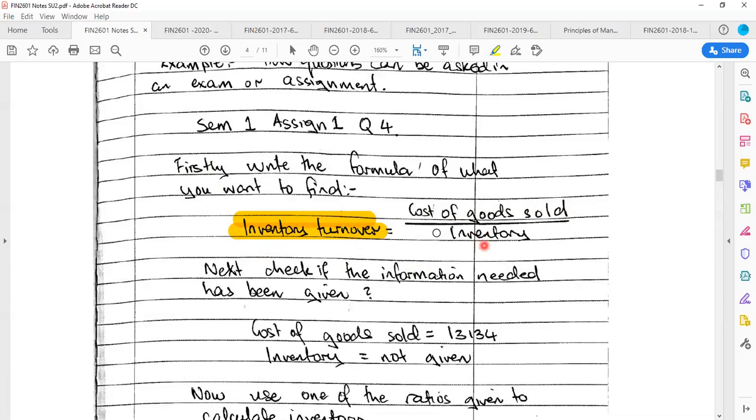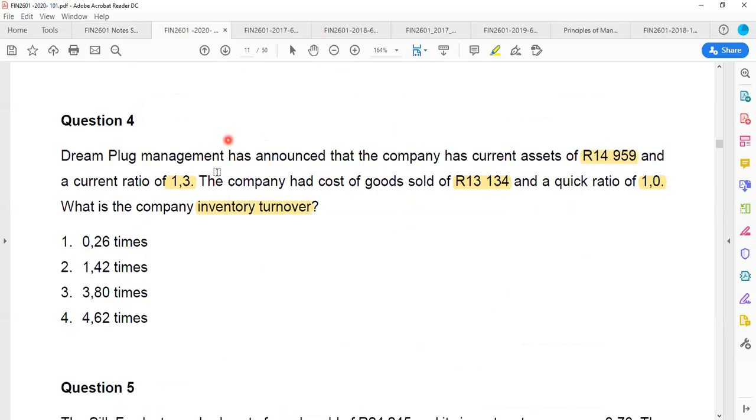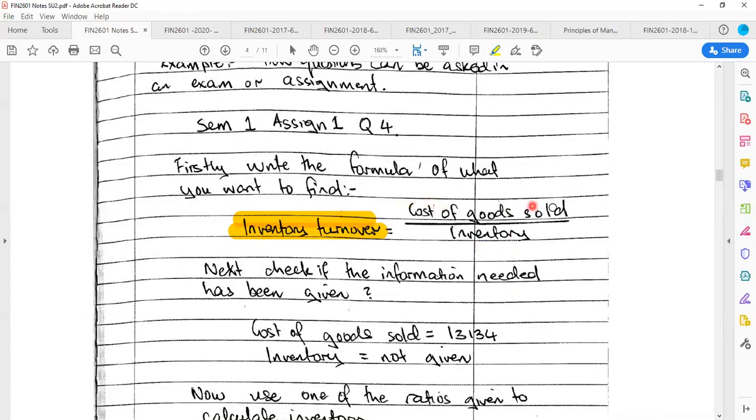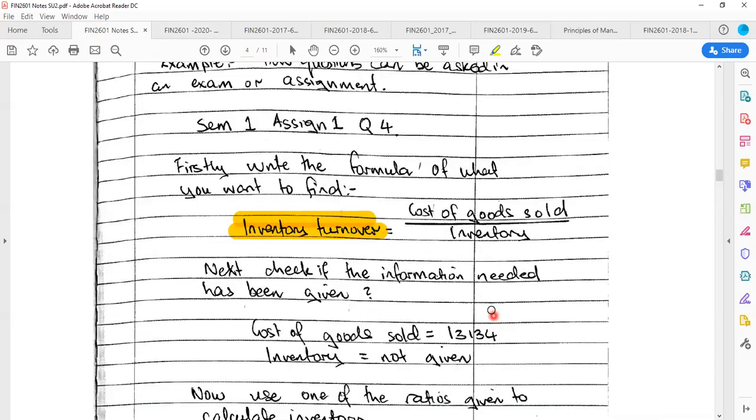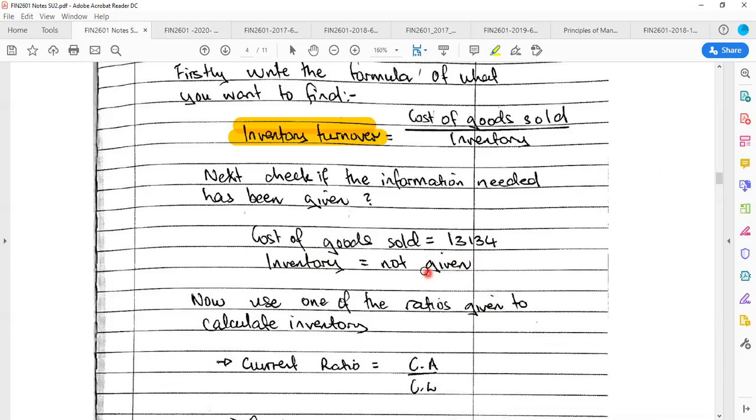So that's where you start with your formula. And then you go to the case study you've been given and you try to see if they've given you cost of goods sold and inventory. If they have, you just plug them in and then you get your answer. So next, check if the information needed to calculate the ratio has been given. Cost of goods sold, fortunately, has been given. It's 13,134. However, inventory has not been given, right?